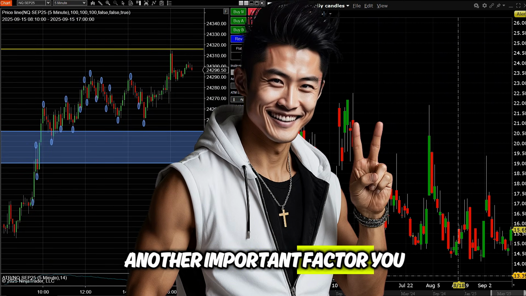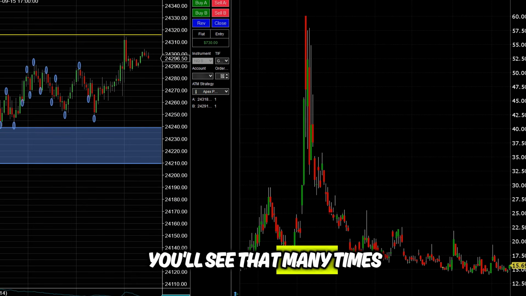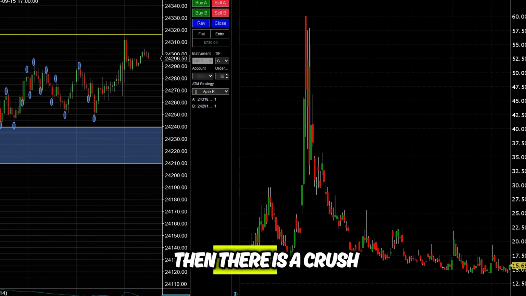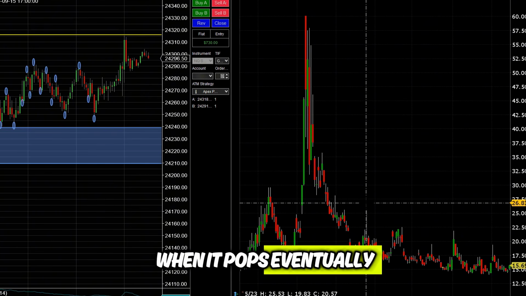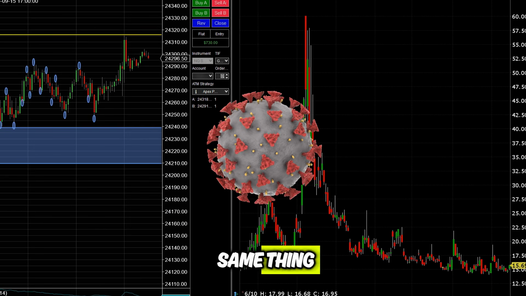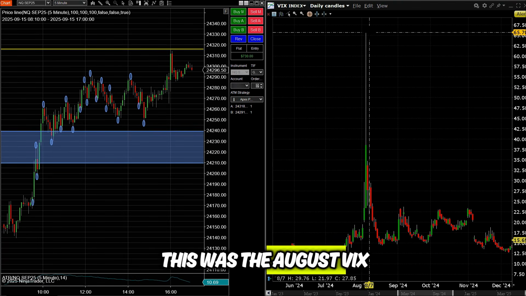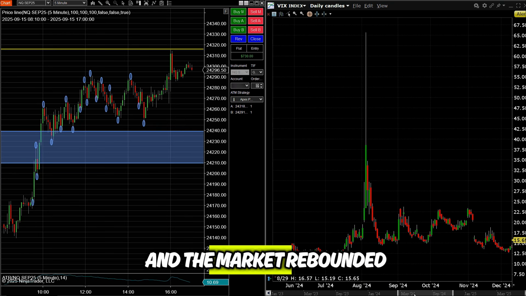Another important factor you need to take note of is, when you look at the chart of the VIX, you'll see that many times there's a pop and then there's a crush. It's called the VIX crush. When it pops, eventually it gets crushed. Even during the COVID lows, it did the exact same thing. This was the August VIX push into the 65s, then it got crushed and the market rebounded.